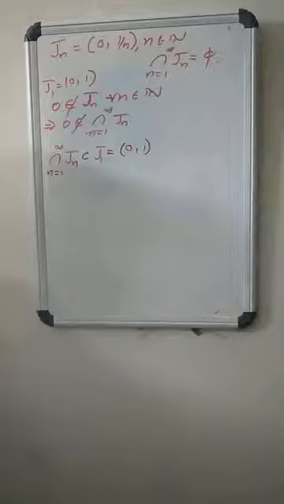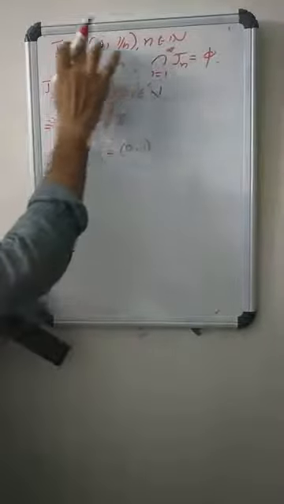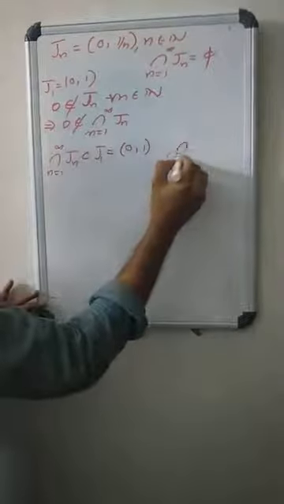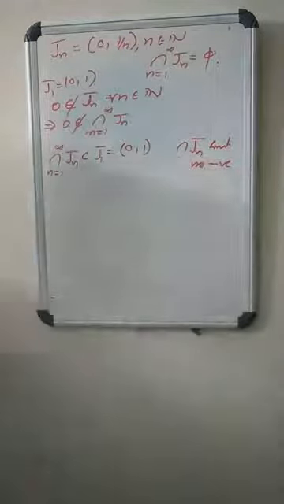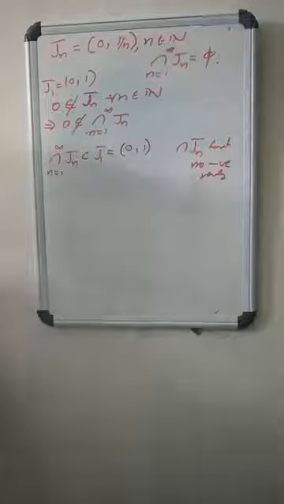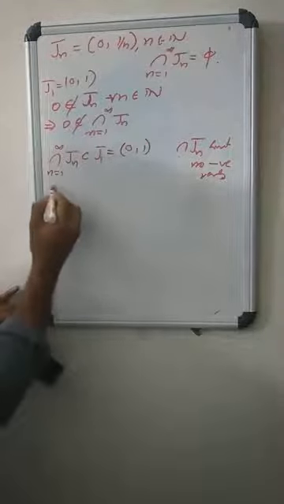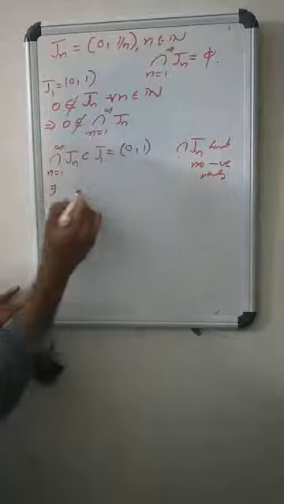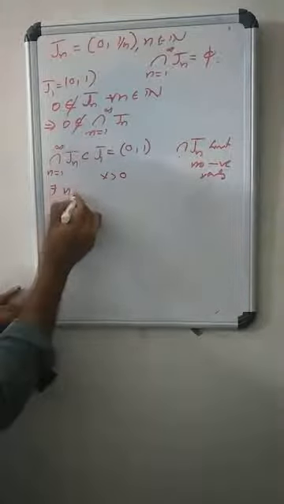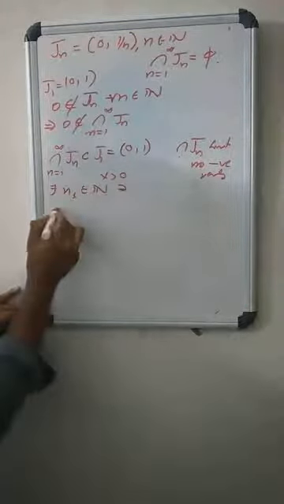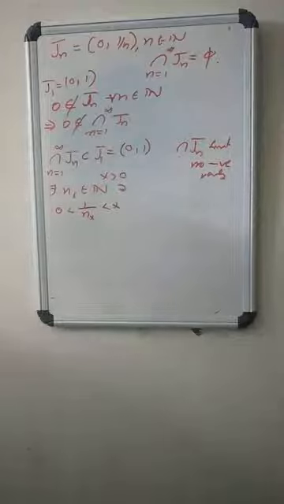Okay. Now we have the intersection of J_n does not contain any negative number. According to the construction of J_n, the intersection of J_n contains no negative reals. Now again by the corollary of the Archimedean property, when x is positive, there exists n_x in N such that 0 is less than 1/n_x, strictly less than x.